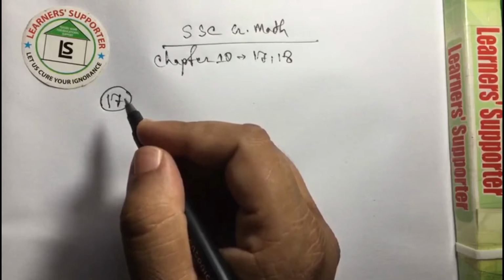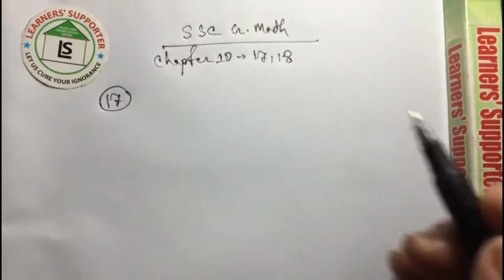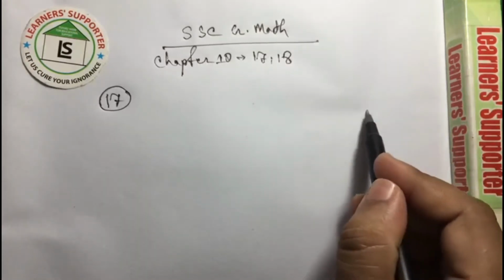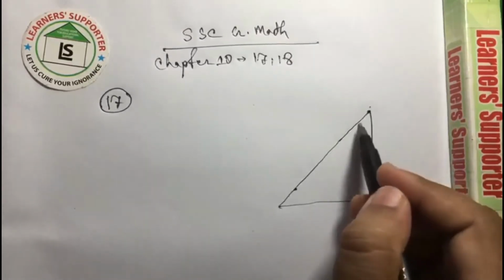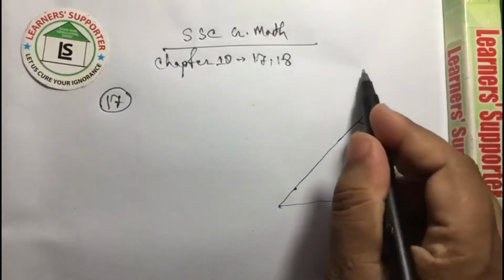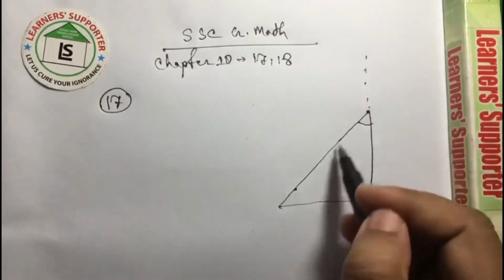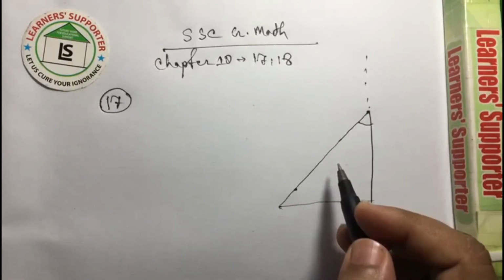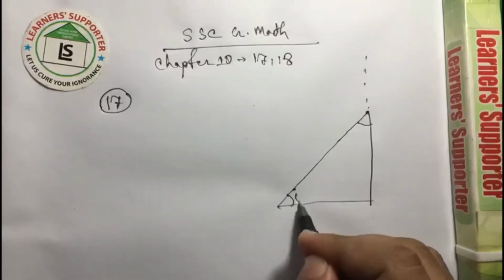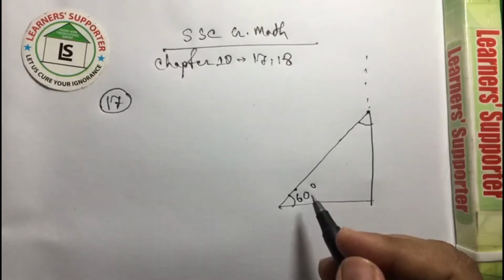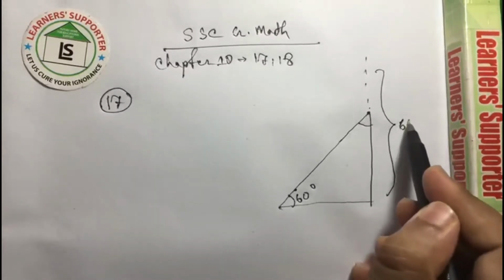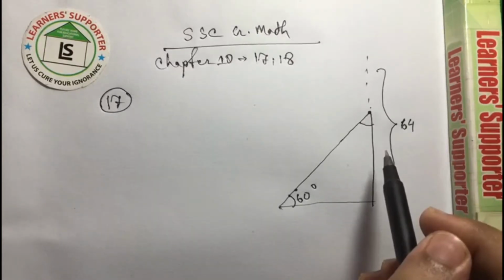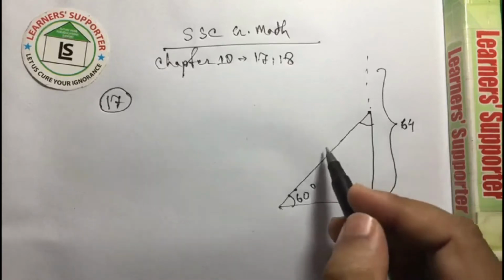A pole of 64 meter long breaks into two parts without complete separation. That means if I draw it, it's a pole that has been broken, but without complete separation. It was like this, but after breaking it has been like that. It makes an angle 60 degree with the ground. Here is the 60 degree angle. The pole was 64 meter long. Find the length of the broken part of the pole. I have to find out this part.